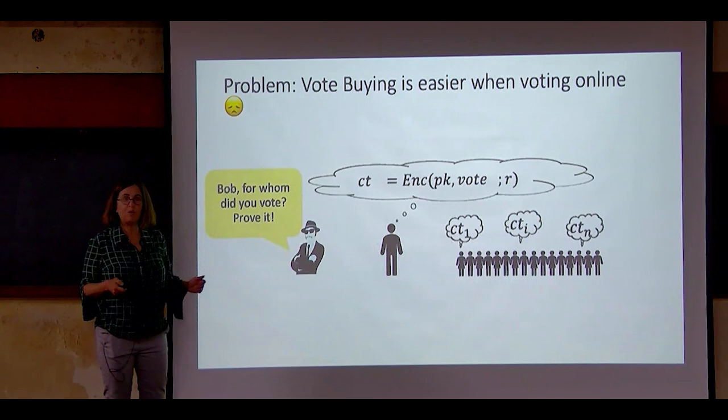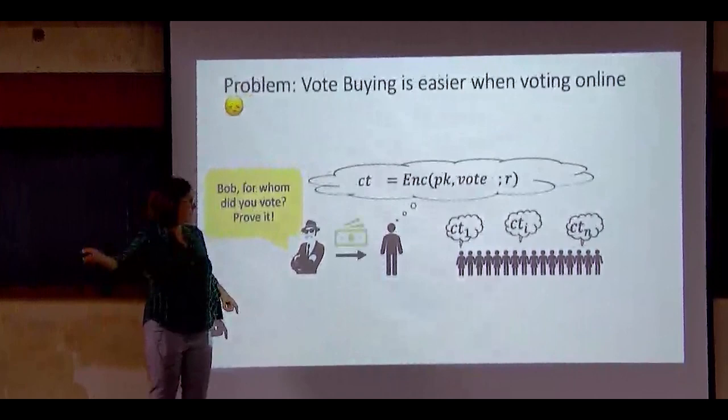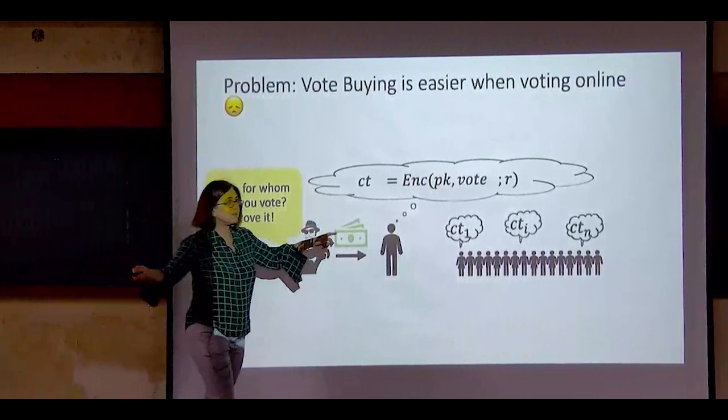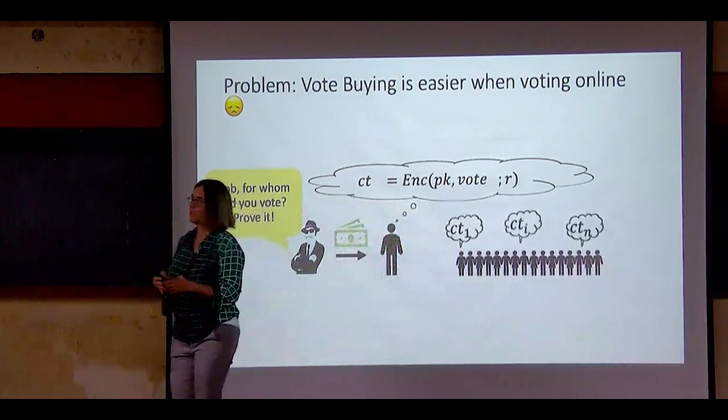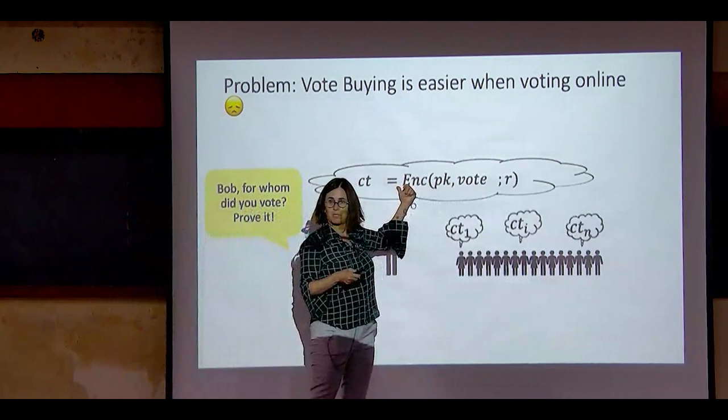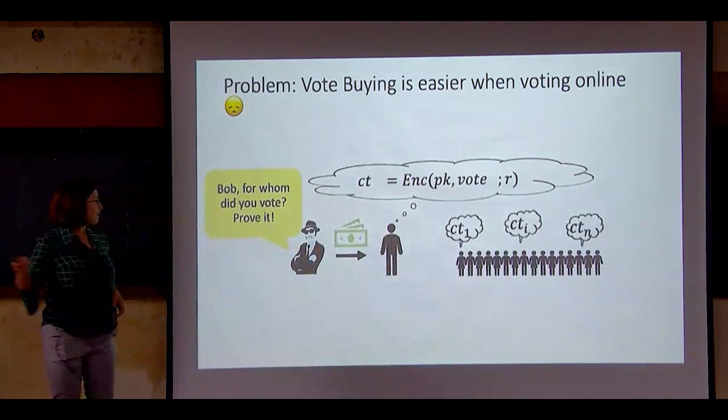So how do I prove, for electronic voting, that I voted for Bob? I show him exactly what I did. I say, listen, I encrypted a vote for you. Now, encryption is usually randomized, so I give the randomness. I give the randomness, I give the vote, and they can redo my operation and see that that's really what I sent the government. And then Bob is happy, gives you money. He bought your vote.